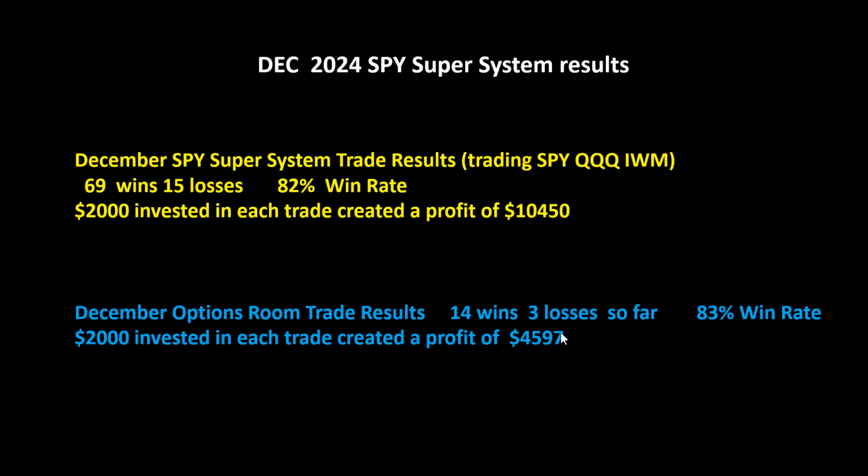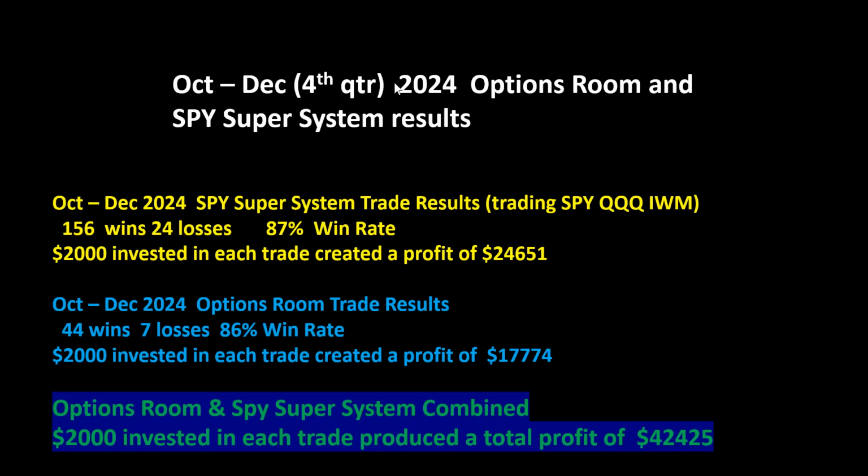December room, 14 and 3, 45.97. Right, so pretty good month if you did them both. All right, and this is the whole October, December. This is just kind of the 4th quarter of the room and the SPY super system trading methodology using the indexes.